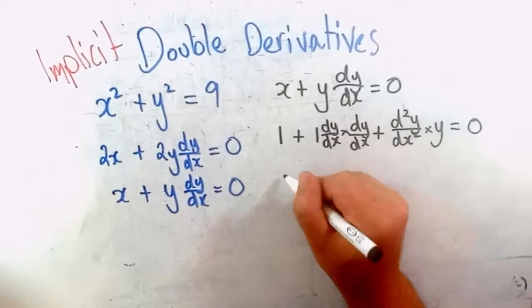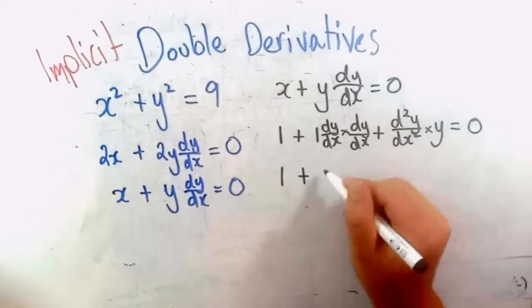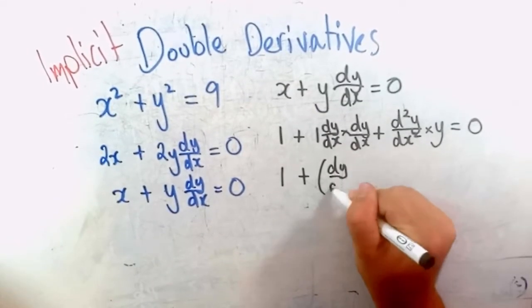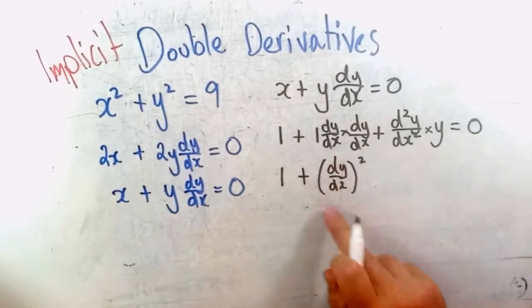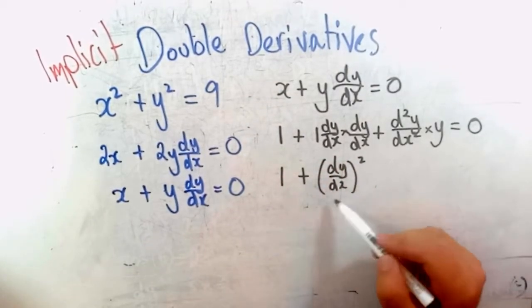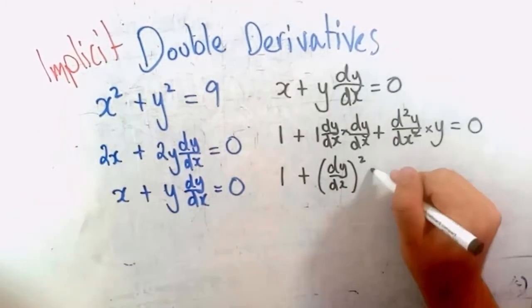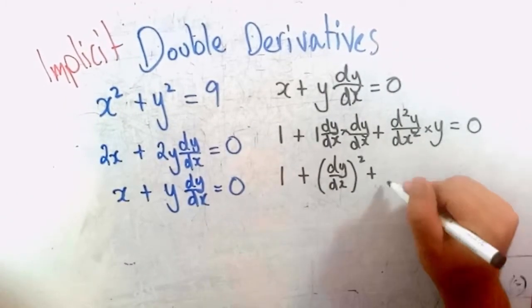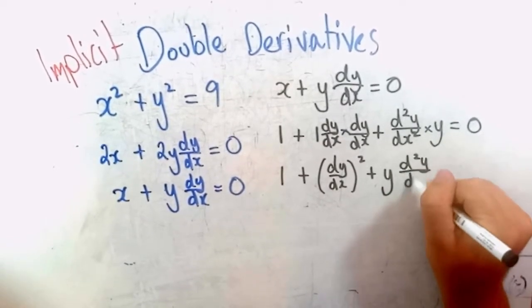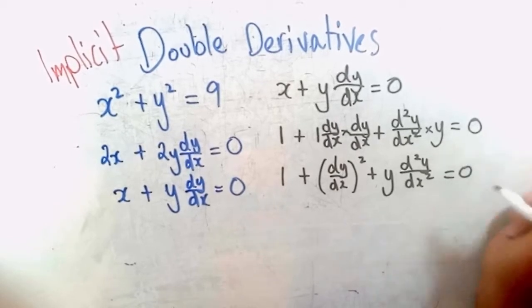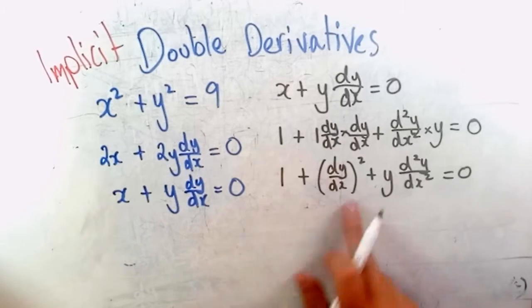Okay, so what have we got now? Let's tidy up a little bit. 1 plus 1 times dy dx times dy dx. Well, that's dy dx, all squared. So this is the first derivative, and I've squared that function, plus y times the double derivative, equals 0. Then we end up with what's kind of like a differential equation.